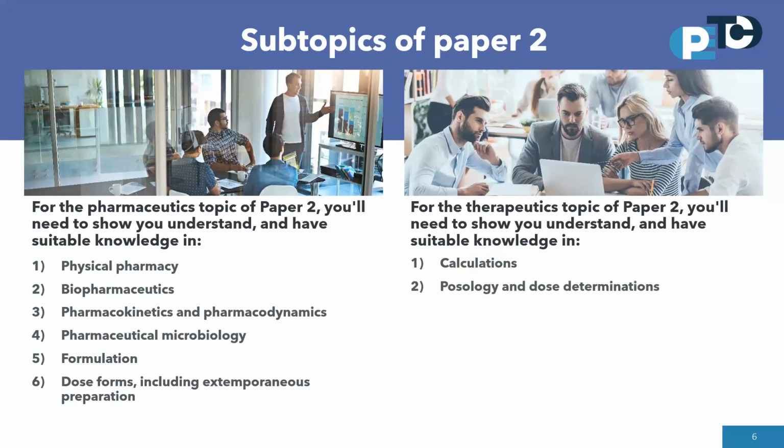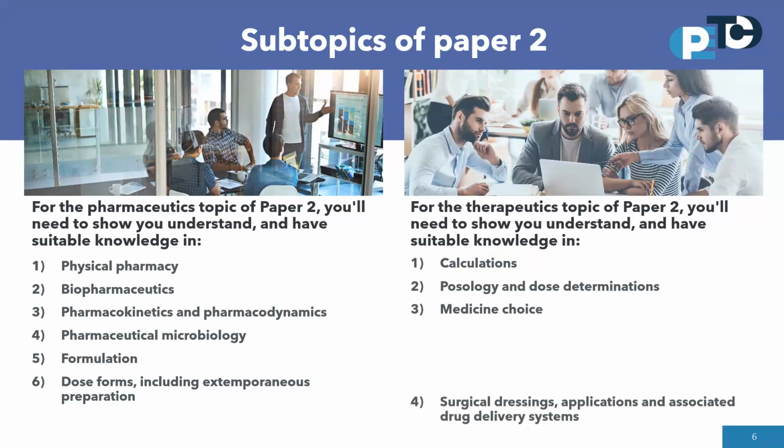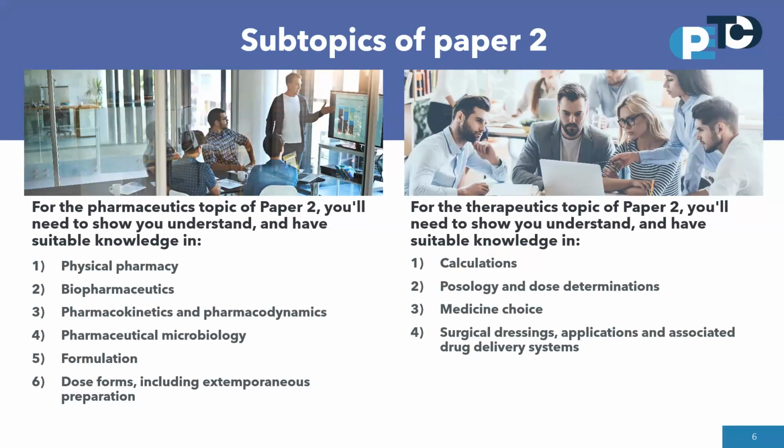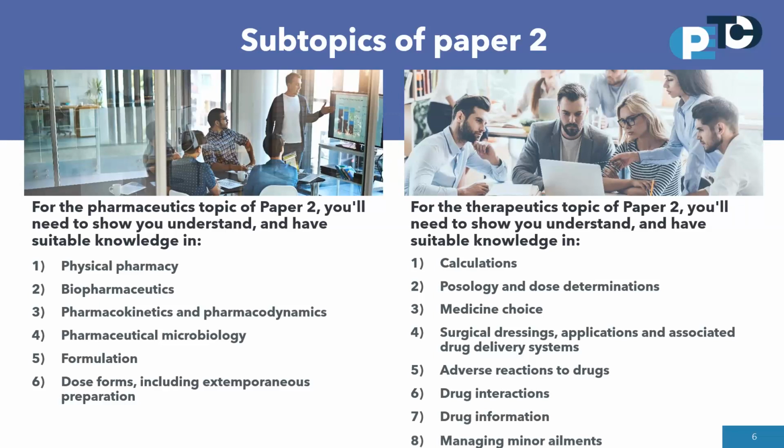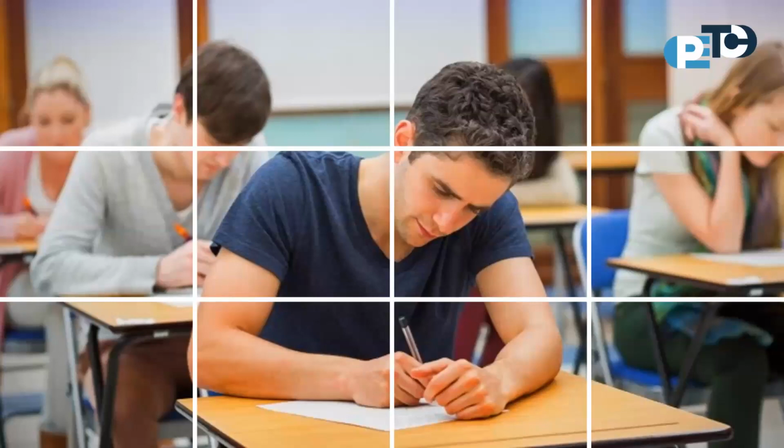Posology and dosage determination, medicine choice, the drug of choice for different indications, surgical dressing, application and associated drug delivery systems, adverse reactions of drugs, drug interactions, also drug information. Those are the topics of paper 2, plus the managing of minor ailments. This means the OTC, over-the-counter products. Okay, this is under the topic of therapeutics in paper 2. Those are the different topics present in the KAPS exam.